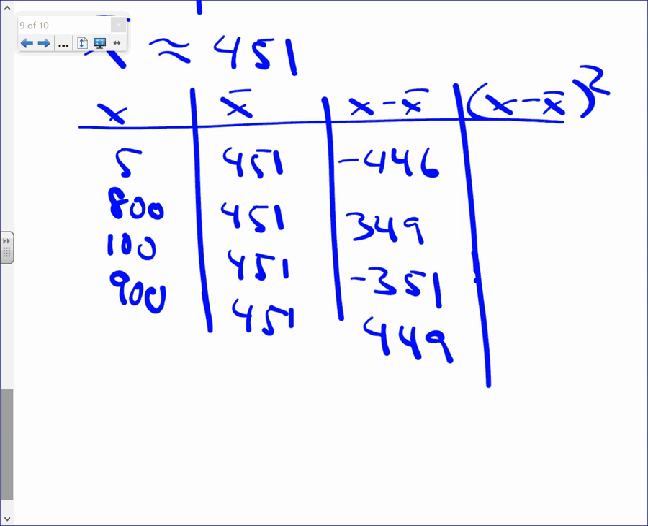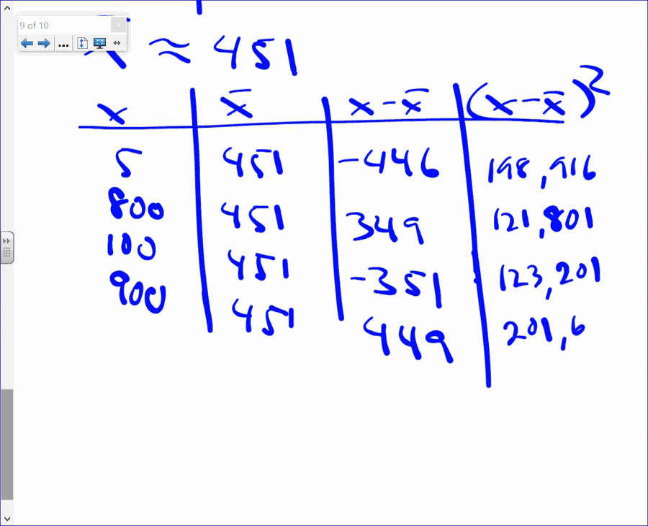446 times 446. 198,916. 349 times 349. 121,801. 351 times 351. 123,201. And then 449 times itself. I got 201,601. Rocking and rolling.